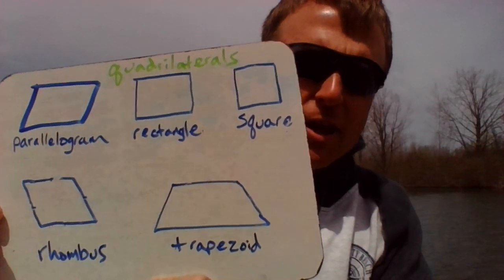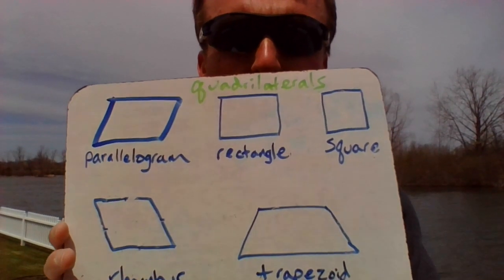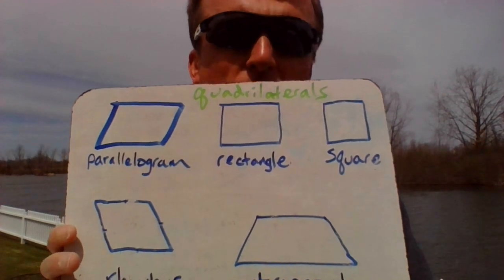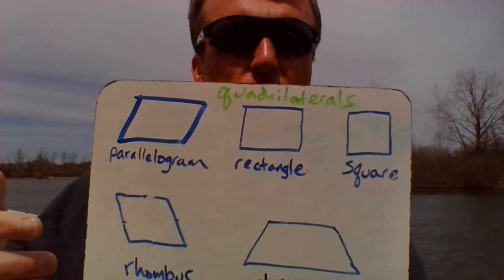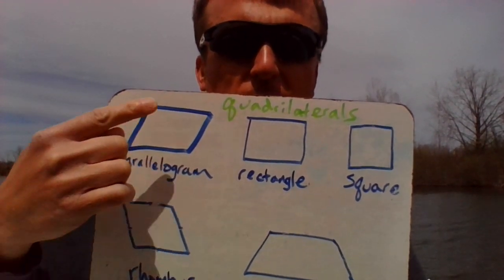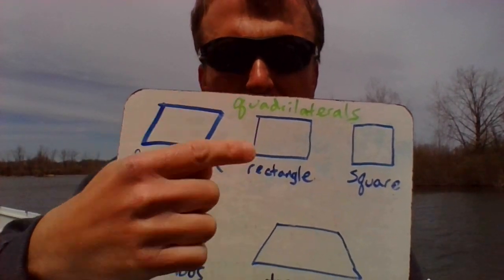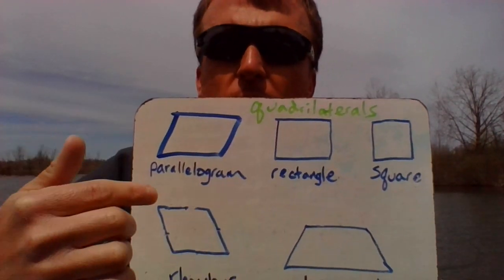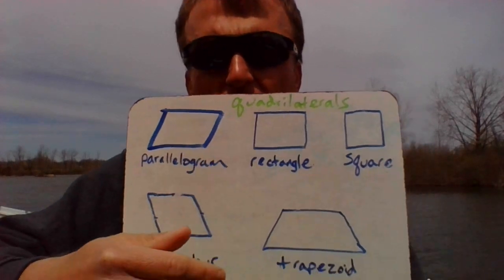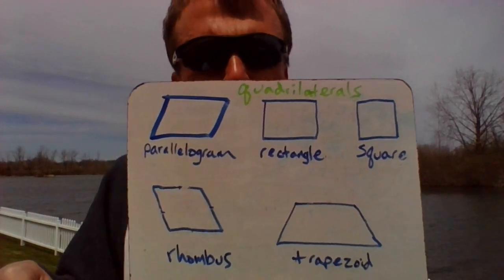Well, all the rest of them have two pairs of parallel sides, because in their explanation, it could be a parallelogram, because the parallelogram has two pairs of parallel sides, top bottom, side side. A rectangle, top bottom, side side. A square, top bottom, side side, and a rhombus, top bottom, side side. So for that one we use all of our different quadrilaterals to answer that question.